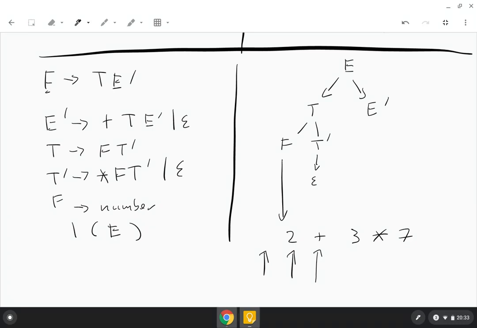So when you're implementing this, your T prime function will say, is it a star? If my look ahead is a star, then I know I'm reading star F T prime. Otherwise, it's just empty, and I do nothing. I don't consume any input. So there's plus and multiplying, which I guess would count as your conditionals for determining whether to. Well, any token in your input will be the conditionals.